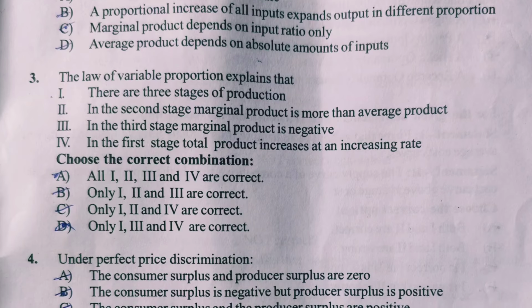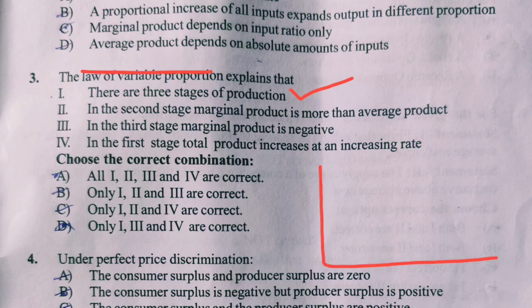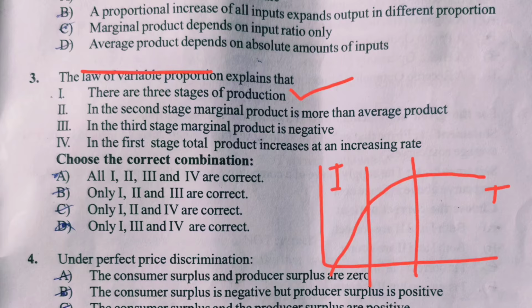Now the next question is, the law of variable proportion explains that. The options given: there are three stages of production. That's correct. If I draw it here, we have total product, and we have three stages. First, when total product increases at an increasing rate. Second, when total product increases at a decreasing rate. And the third stage is where total product starts diminishing. So what we are being told, there are three stages of production, that's correct. In the second stage, marginal product is more than average product.